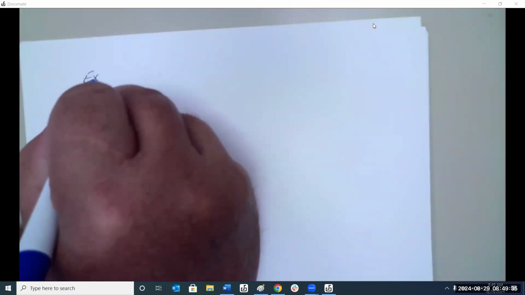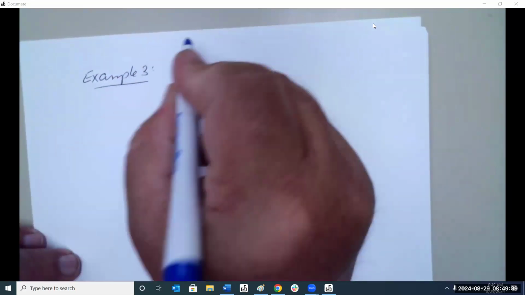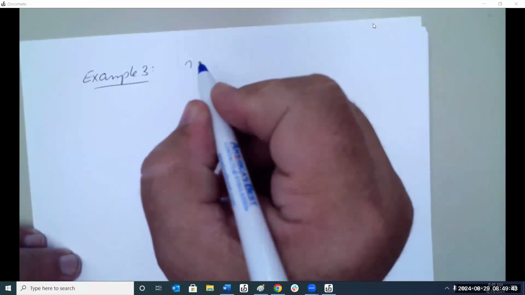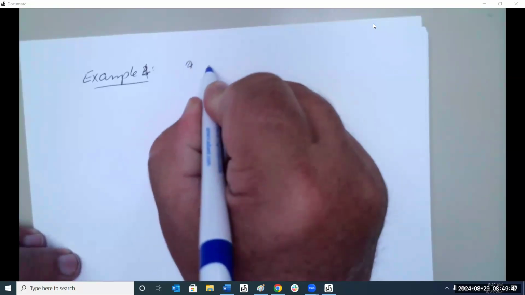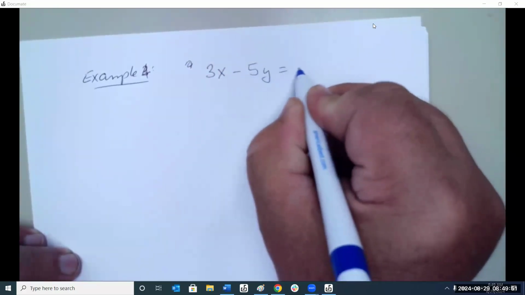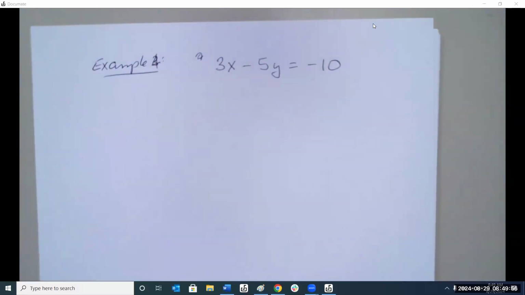All right, got it? All right, let's look at example 3. Graph this equation. We just did that one. Forget, let's do number 4. 3x minus 5y equals negative 10. Graph that equation.